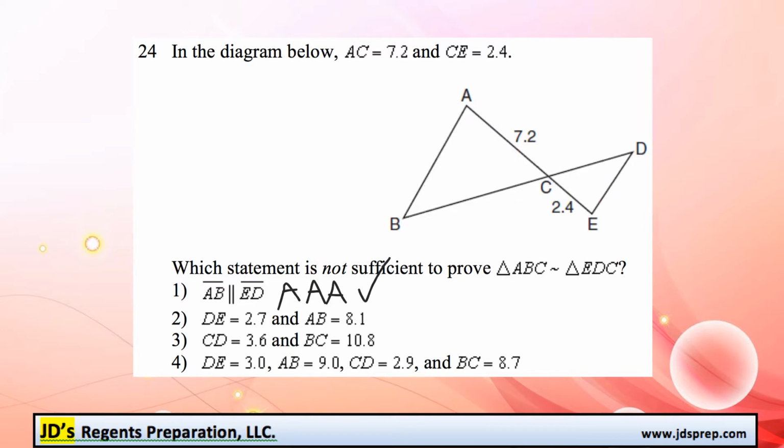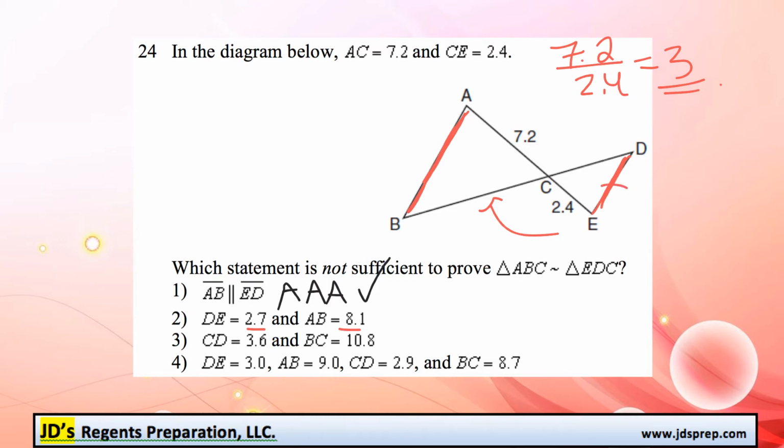Option number 2 says that DE equals 2.7 and AB equals 8.1. Oh, and by the way, we know that the scale factor here, you can figure out what's happening, is that one triangle is a rotation of the other. So 2.4, this distance here, becomes 7.2, and we can find the scale factor by doing 7.2 divided by 2.4 to get a scale factor of 3. So 2.7 times our scale factor of 3 does get 8.1, so that makes sense.